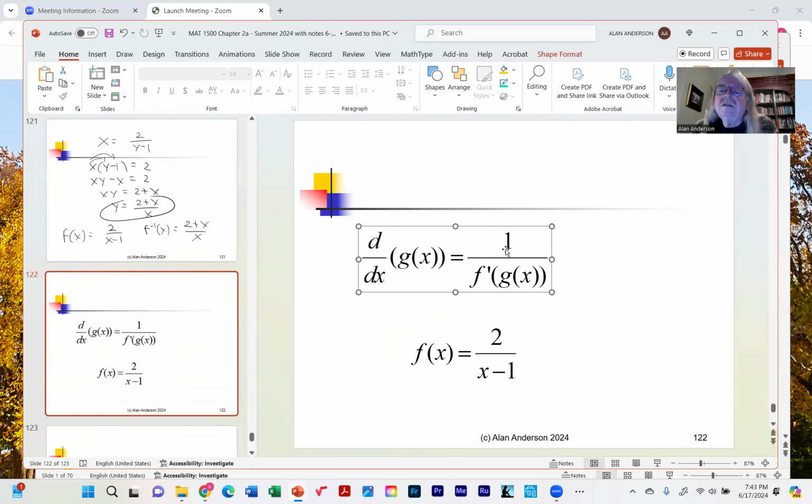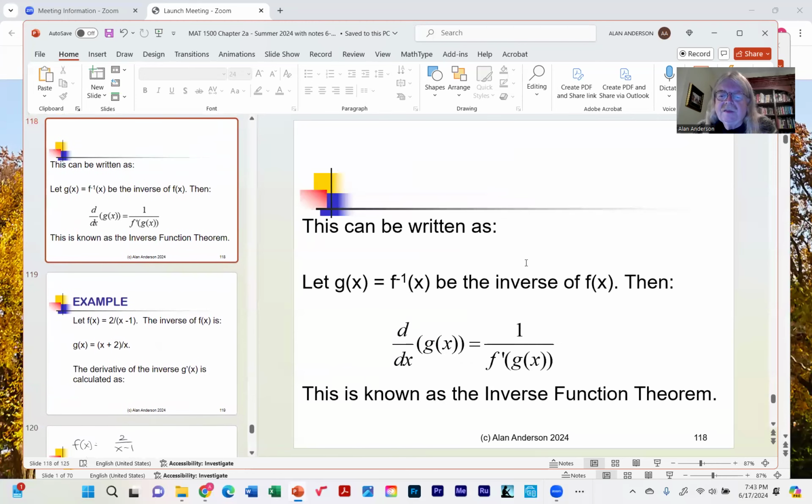So this is the formal rule, the inverse function theorem. The way it works in the hierarchy of math, theorems are pretty high on top. When something is called a theorem, that is extremely important, to say the least.